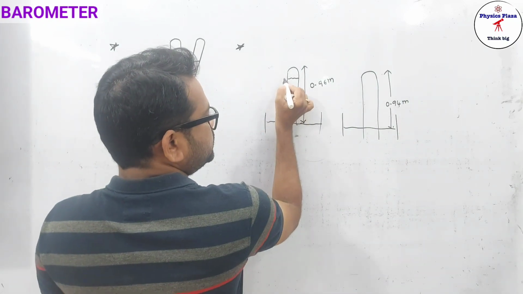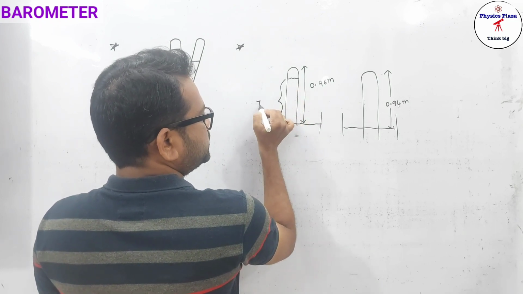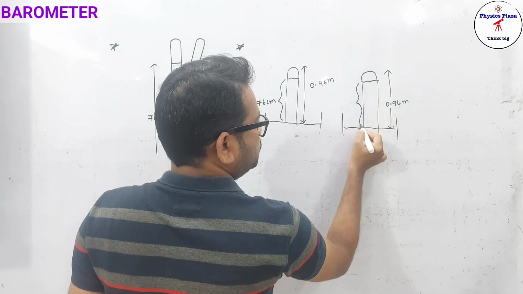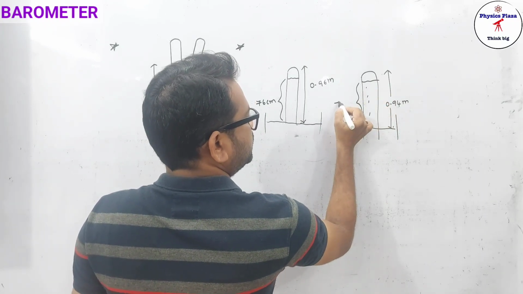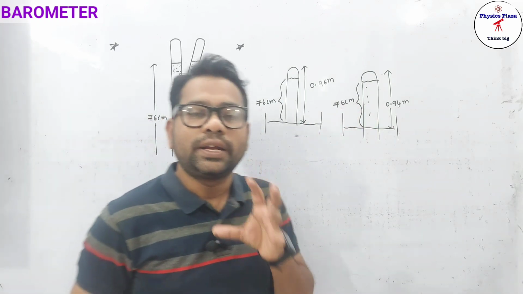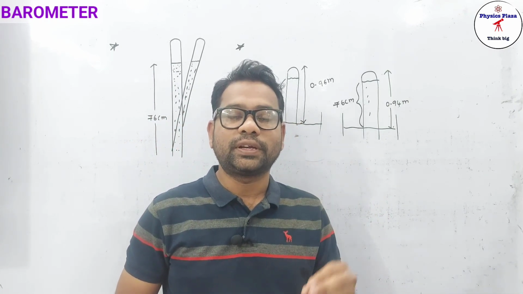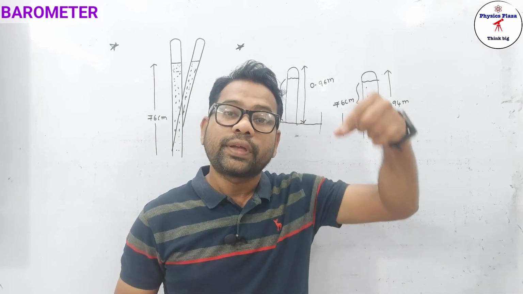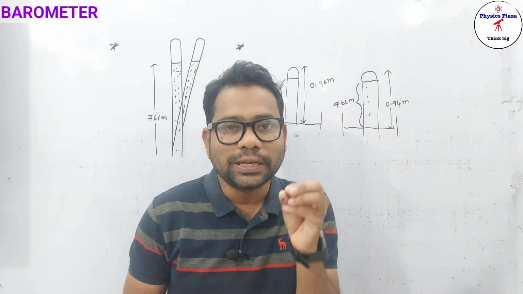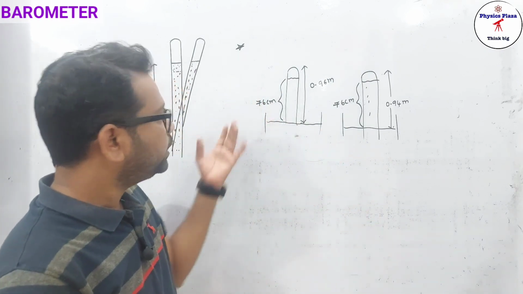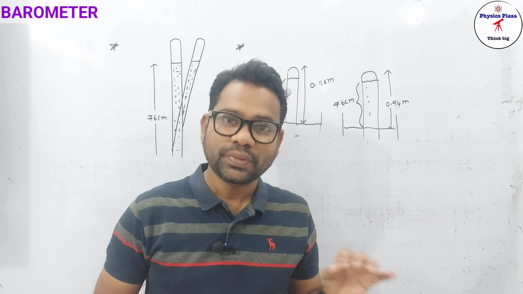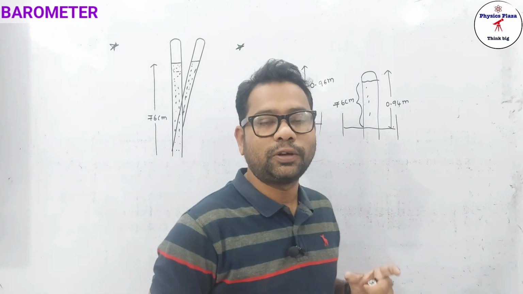Now we will notice, children, that this mercury level was 76 centimeters, and now also it will be 76 centimeters only. The height of the mercury level does not change, even though we push the tube of the simple barometer a little bit inside. So these two things do not affect the height of the mercury in the simple barometer. Is it clear? Fine.